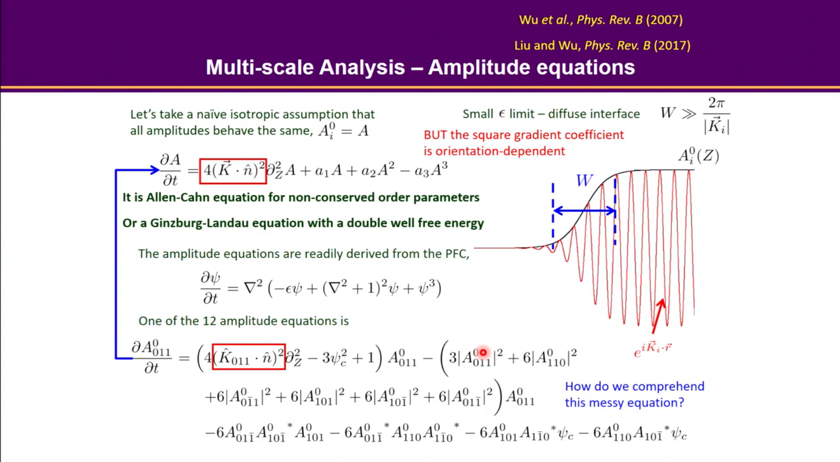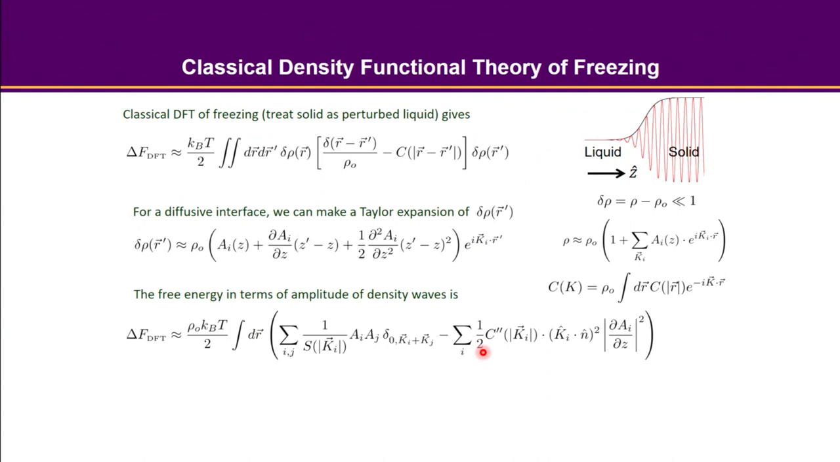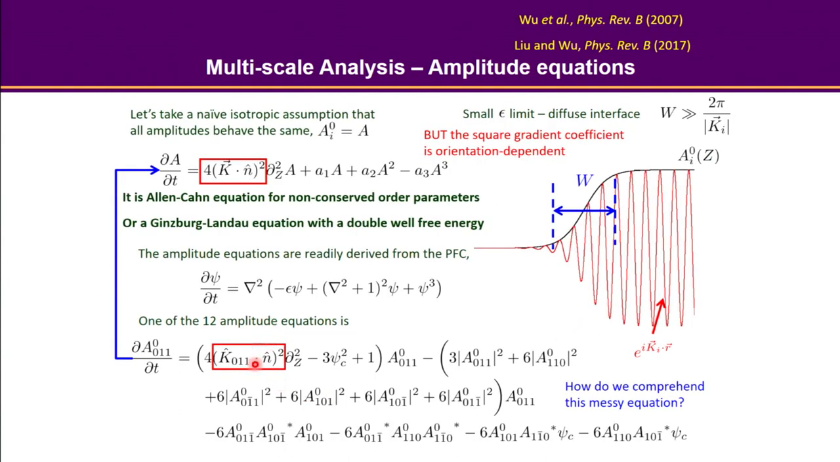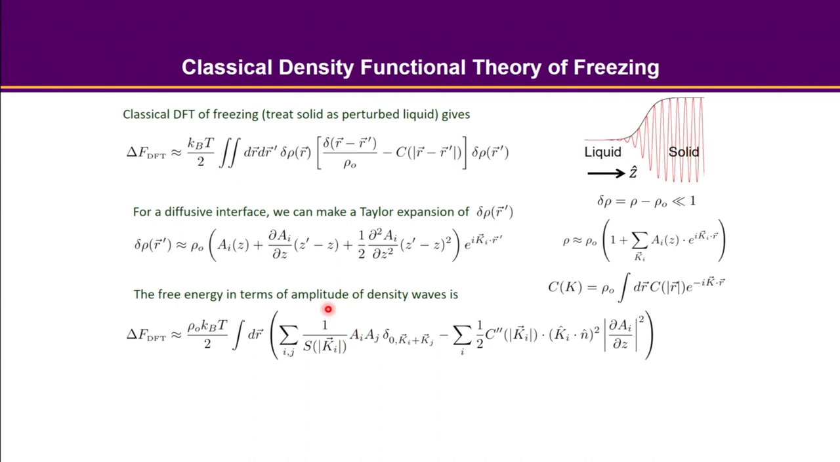So as you know from the density functional theory, only two things are important, right? First, the quadratic coefficient of the amplitude, which we can associate with the inverse of the structure factor. And also the coefficient in front of this orientation-dependent square gradient term. And actually we can map those two things, right? We can try to find a mapping from those two numbers to the two physically important quantities. So there are two things you can do, right?